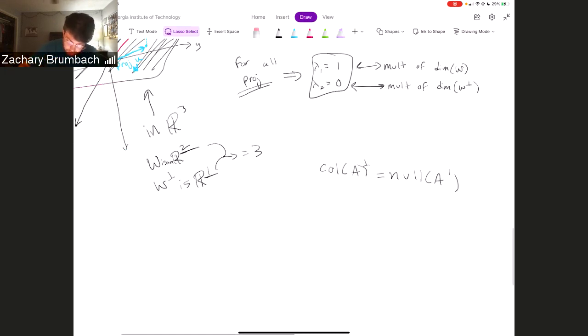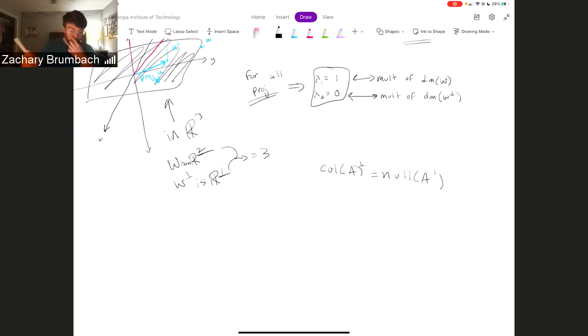To find the column space of your orthogonal stuff, take the null space of A transpose. Why do you transpose? Okay, never mind.